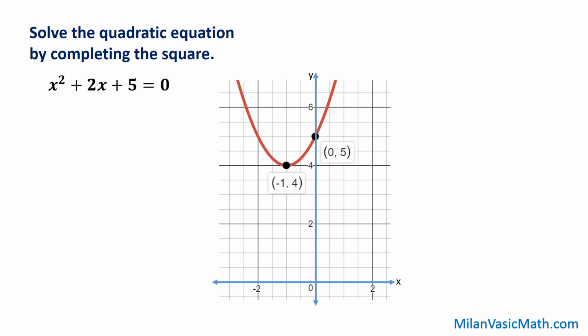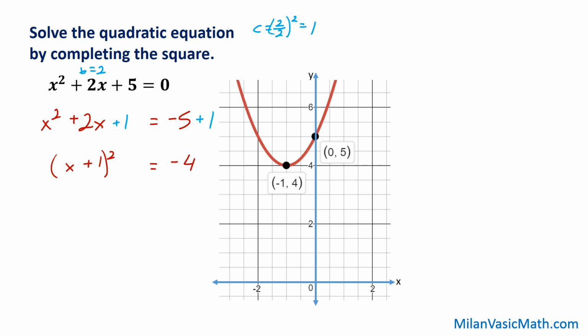So first thing, I'm going to subtract 5 from both sides. I have x squared plus 2x equals -5. Okay, c value. I have to take half of b and square it. Okay, so half of b is 1, and 1 squared is 1. So I will add 1 to both sides. Factor the left side. We have x plus 1 all squared. -5 plus 1 on the right side is -4.